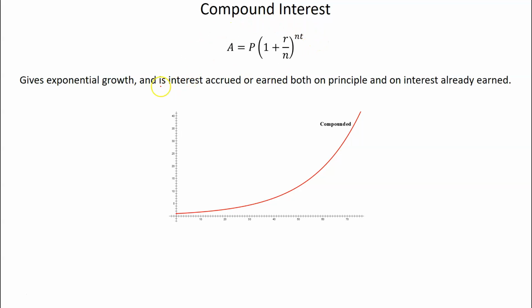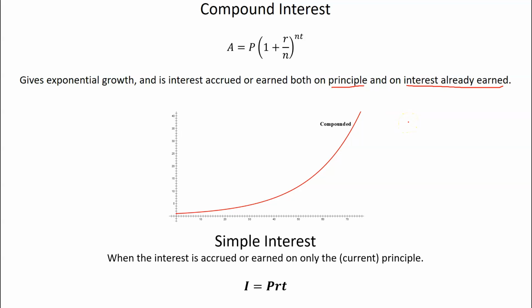And in that case, you're getting interest on both the principal, the amount that you have in, and on interest you've already earned. And of course, you get this nice exponential growth curve when you do that. But that's not what we are talking about. We're talking about simple interest. And here's the formula for simple interest.